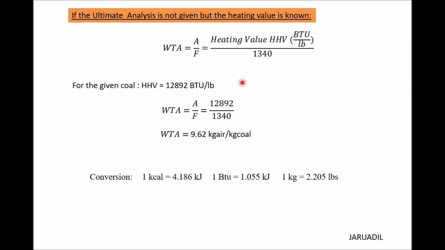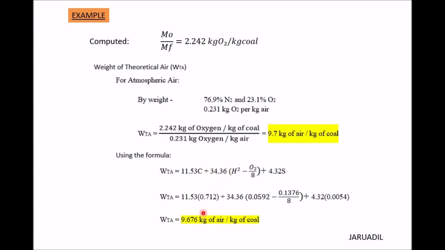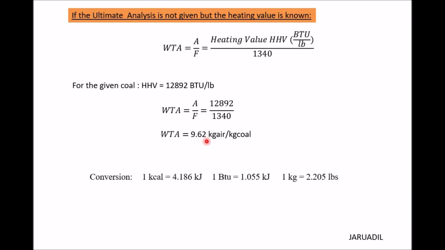So we use that in this formula. 12,892 divided by 1340, we got 9.62 kg of air per kilogram of coal. So medyo malapit pa rin siya dun sa 9.676. Right, this one. 9.62 siya dito. Pero malapit.